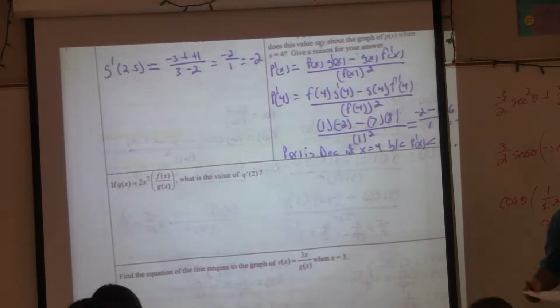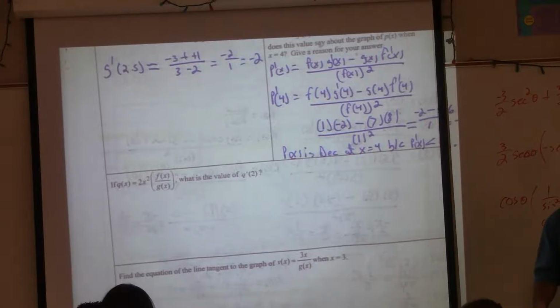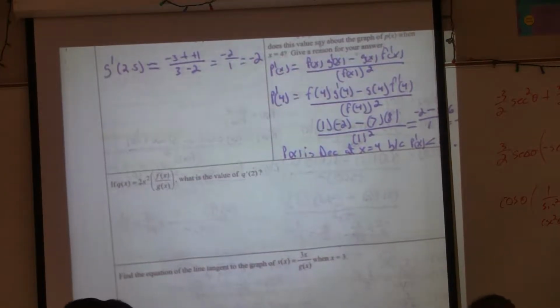What is it telling us? Q of x is equal to 2x squared times f of x over g of x. Oh my God, what's going on here? What do you think we're gonna have to do here?